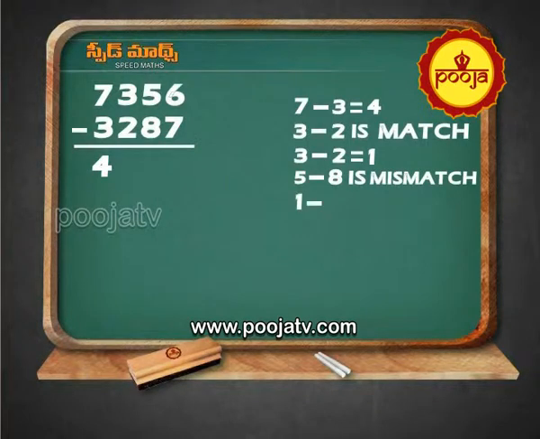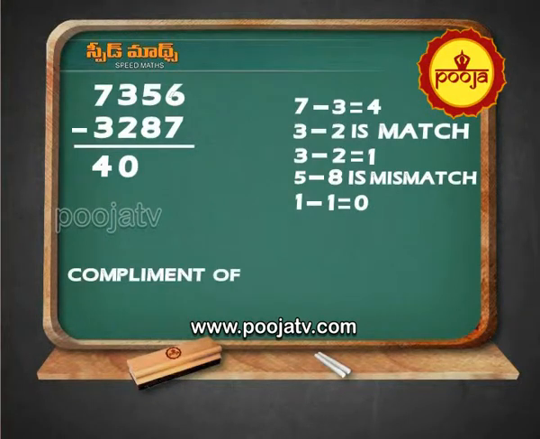When it is a mismatch combination, see the complement of 8 is 2, 2 plus 5, 7. See the right side, it is a mismatch. So, 7 minus 1, 6, and here nothing. Complement of 7 is 3, 3 plus 6, 9.